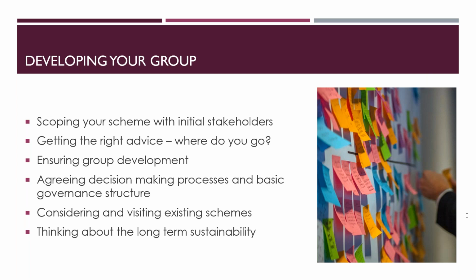So important things here: scoping your scheme with initial stakeholders, so doing some early drawings, some early sketch layouts, getting an idea of what it is you're looking to develop so that you can go and seek to build support and build the interest of people in the outside world, outlining the key things about your scheme, things like size, quality, cost, who it's for. So building up that idea of what are we seeking to do and who are we seeking to do it for, in a way that goes beyond the theoretical mission statement and section within a rules document to, here's an actual scheme and here's what we're looking to do.